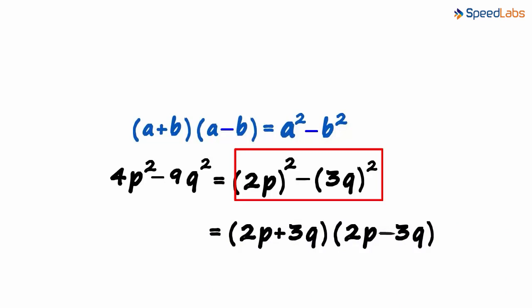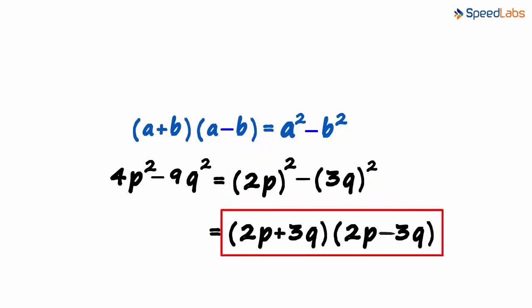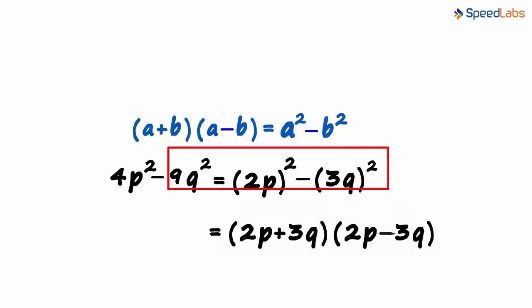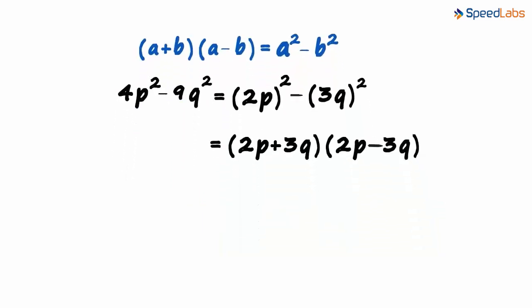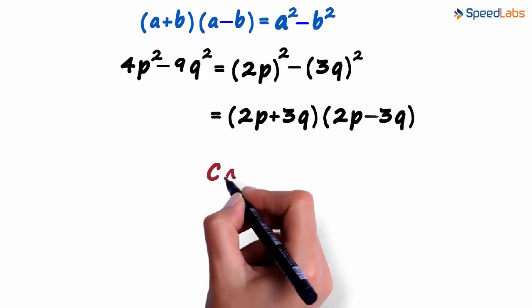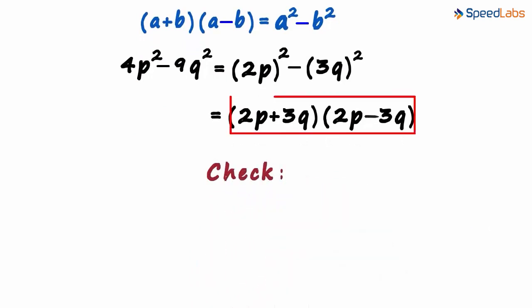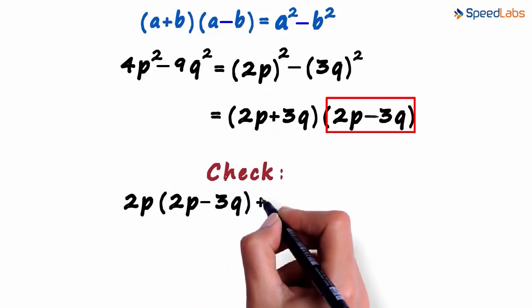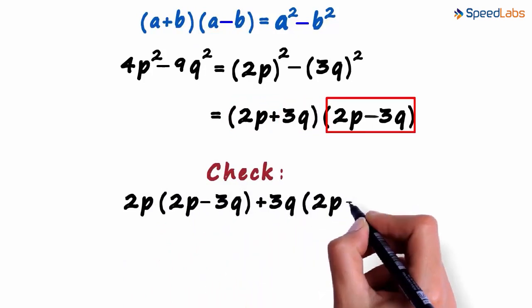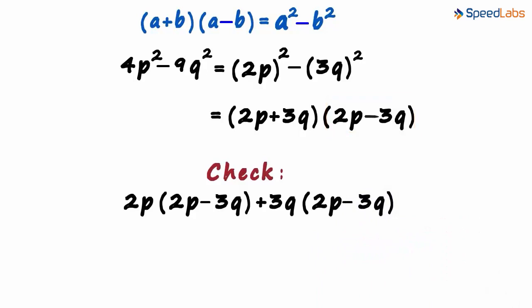This expression was factorized and written as this expression. It involved just one step. That's the reason I said earlier that the third identity problems are very straightforward. We use the distributive property to check our answer. This will equal 2p(2p - 3q) + 3q(2p - 3q). We multiplied this with this and this with this.